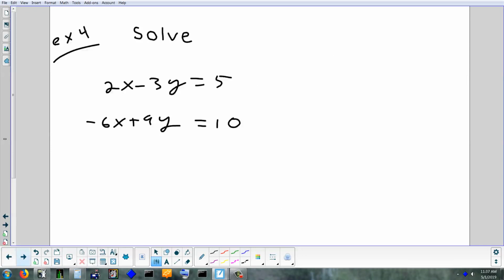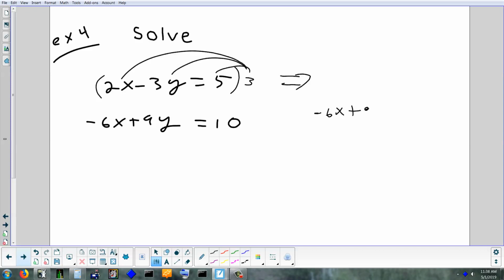Let's pick a variable. We did y last time, so let's do x. What could we multiply the top equation by to make the x's opposites? Just 3. We don't want -3 because they already have opposite signs. So, if I do that, what's my top equation turn into? It's going to be 6x negative 9y equals 15. And now let's add up the columns.